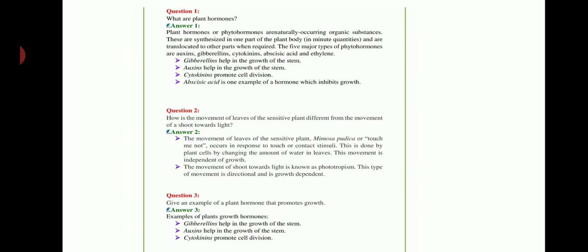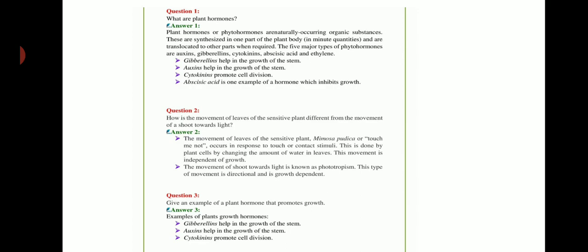Okay? Yes, let's start. First question is, what are plant hormones? Plant hormones are also called phytohormones. Both are the same. They are naturally occurring organic substances. These plant hormones are synthesized in one part of the plant body and are translocated to the other parts when required.